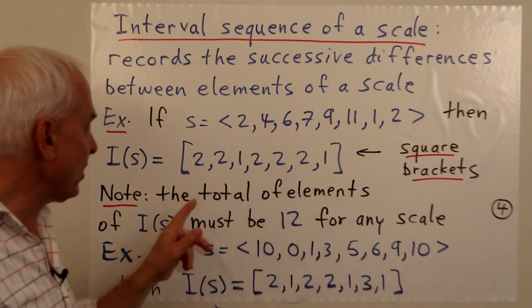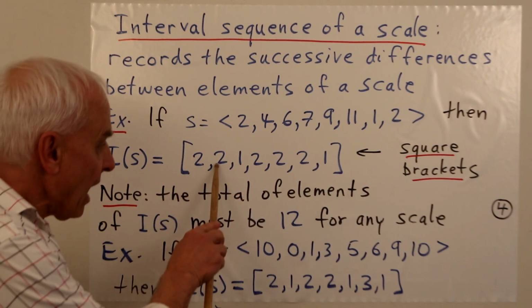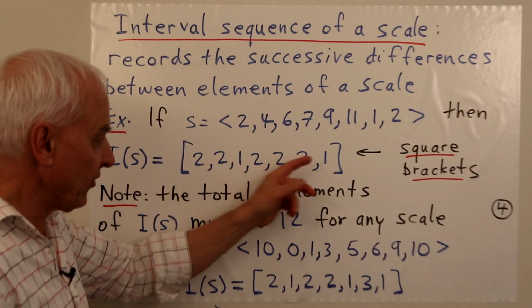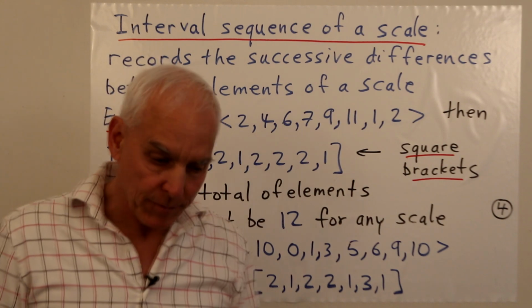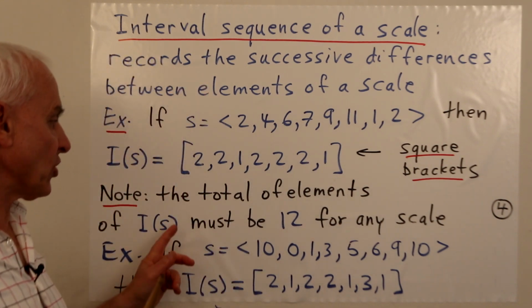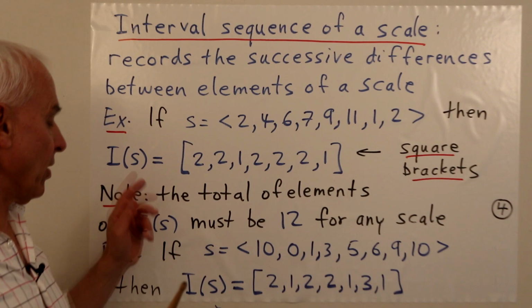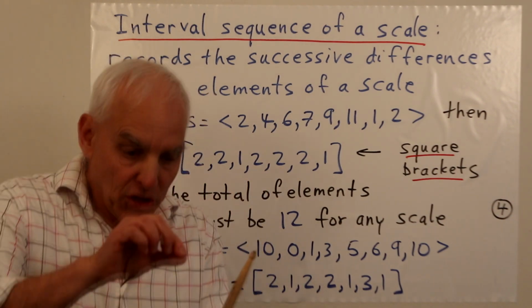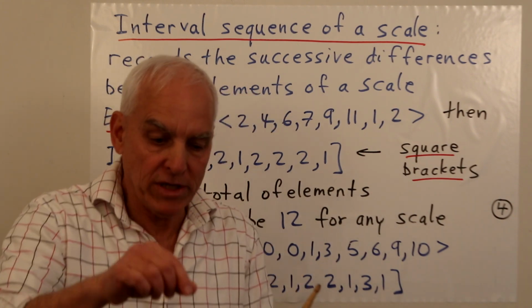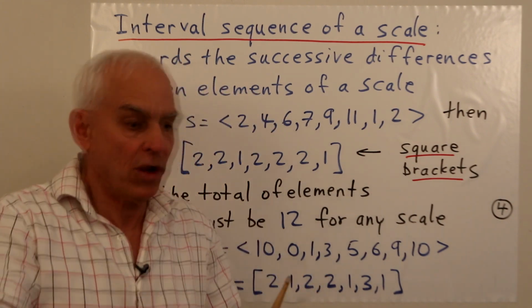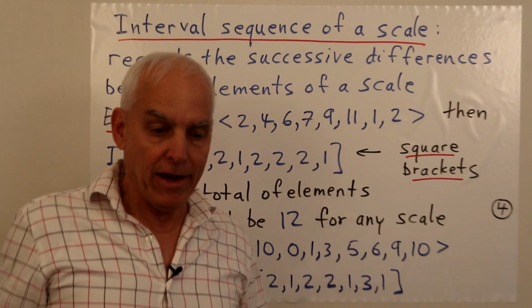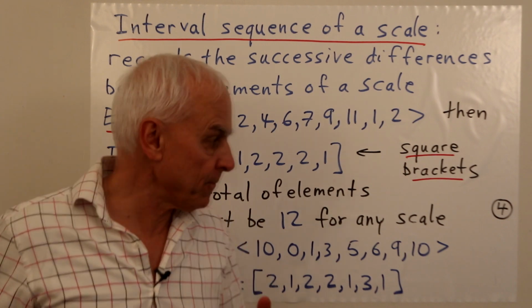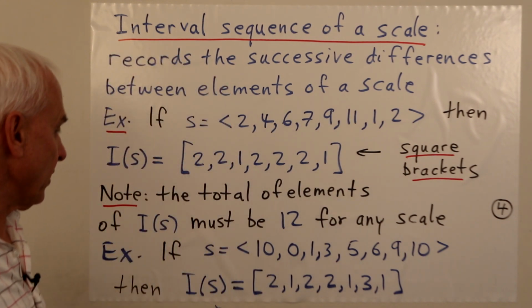And let's note also that if we add up all of these elements, 2 plus 2 plus 1, that's 5, plus 2 plus 2, that's another 6, plus 1, that's a total of 12. It's always going to be 12. The total of the elements in an interval sequence, if you add them all up, you're going to get 12. The reason is that you're starting and ending at the same point and going all the way around the circle. So the total number of steps that you're taking is 12, because that's how many steps there are going around the circle. So that's an important thing to remember.